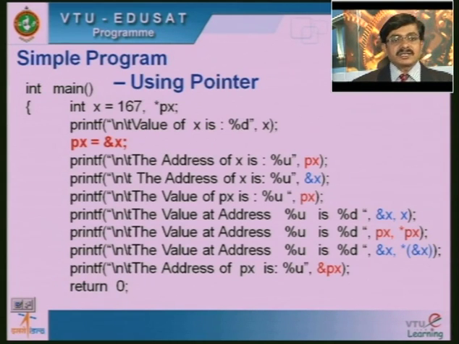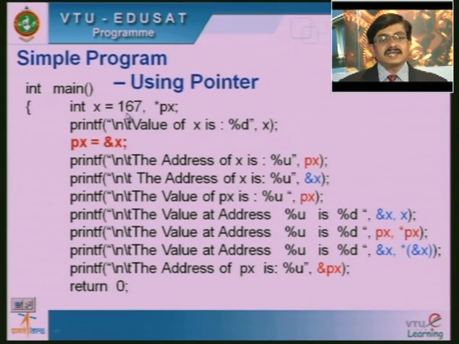Now, look at this particular program. I have declared int x = 167, x is a variable of type integer, and I declare a pointer px, which is a pointer to x, where x is an integer variable. The value of x, 167, will be printed there, because that is the value I am assigning here. px = &x. With this statement, px will get the address of x when I execute the program. Based on where exactly x gets stored, px will get the respective address there.